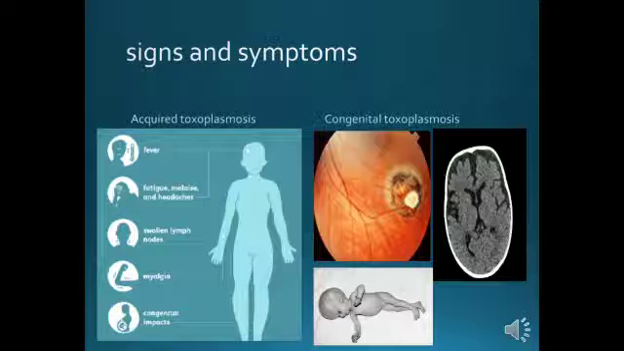Congenital toxoplasmosis is passed from the infected mother to the fetus. Congenital toxoplasmosis includes three states, which are collectively called CHI. The first one is chorioretinitis, the second one is hydrocephalus, and the third one is intracranial calcification.